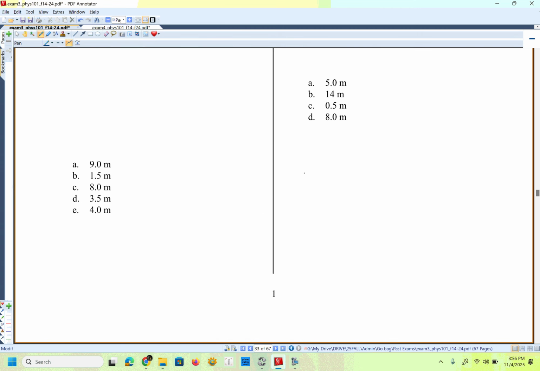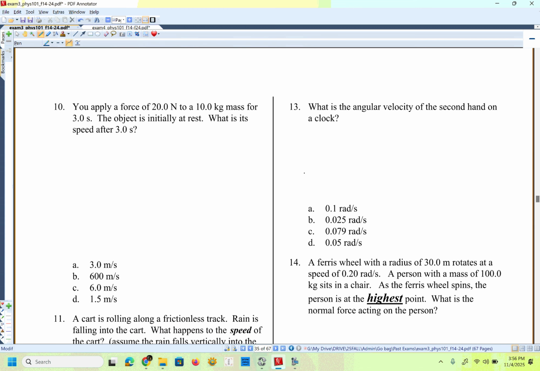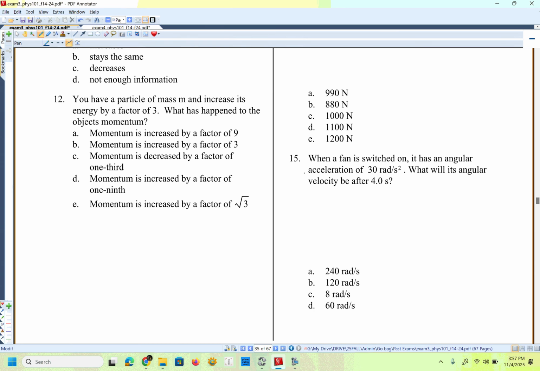All right, this is 2019, number 12. Okay, this is another impulse problem. Oh, number 12, I'm sorry, not 10. You have a particle of mass m, and you increase its energy by a factor of 3. What has happened to the object's momentum? We did one of these in class. It was similar. This was a little more difficult than the one we did in class.